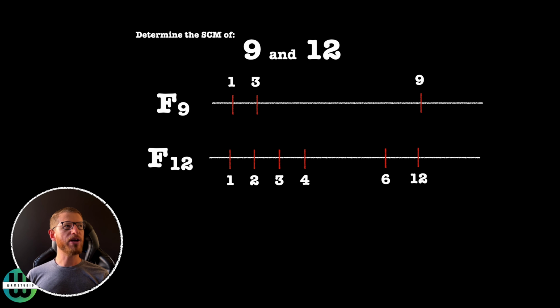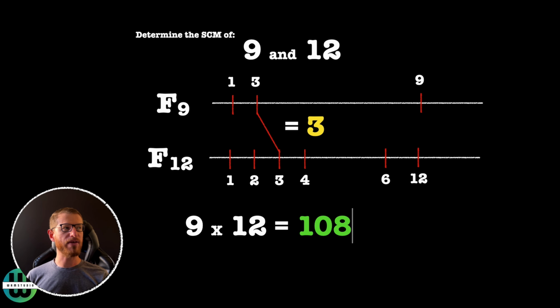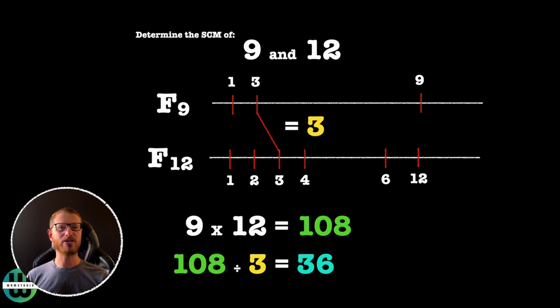Now, I'm going to determine the greatest common factor. We know that that is 3. So the GCF of 9 and 12 is 3. Now, I'm going to take my two numbers, 9 and 12, and multiply them together, and I'm going to get 108. Now I'm going to divide 108 by the greatest common factor, and I'm going to get 36, which is the smallest common multiple of 9 and 12.